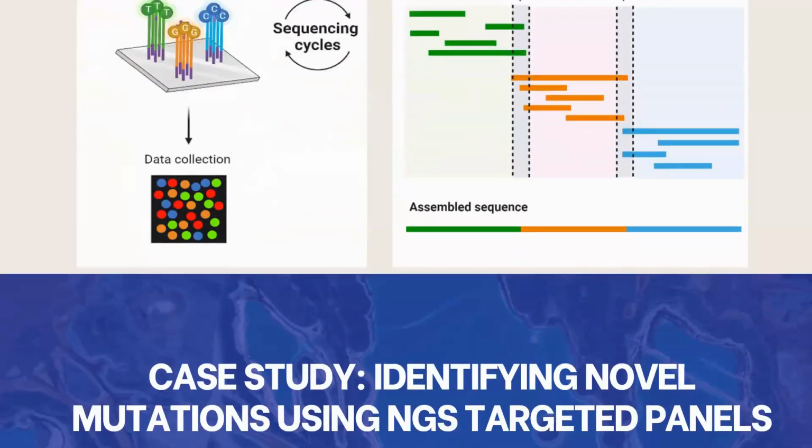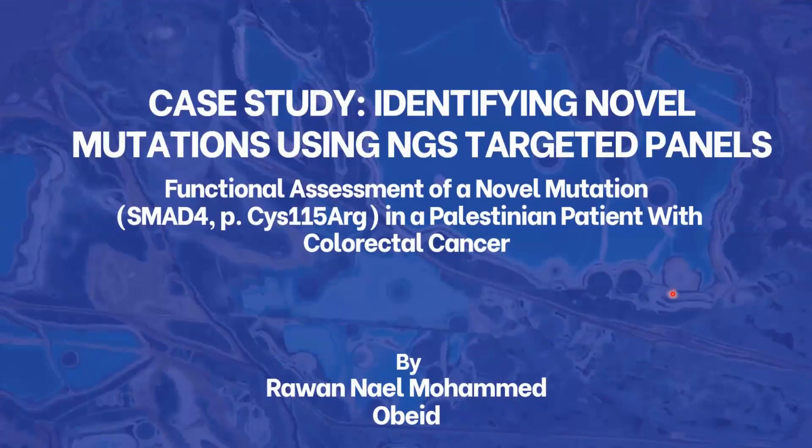Next. Okay, so here I'll be discussing the case study that I mentioned earlier. How could we use this platform and the targeted panels to identify novel mutations? So this is one of the vital uses of the NGS that I mentioned. This was a study that I made at the Arab American University. It's a functional assessment of a novel mutation in the SMAD4 gene in a Palestinian cancer patient that has CRC, or colorectal cancer.